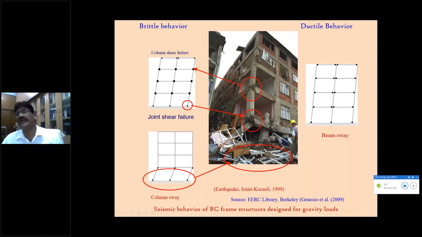So for any existing system, you need to assess the capacities, and if the capacities are not adequate to withstand the forces coming from the design load, then you have to think about it.